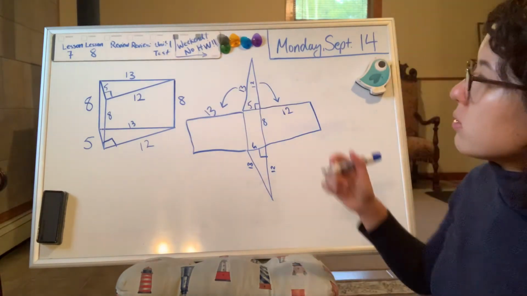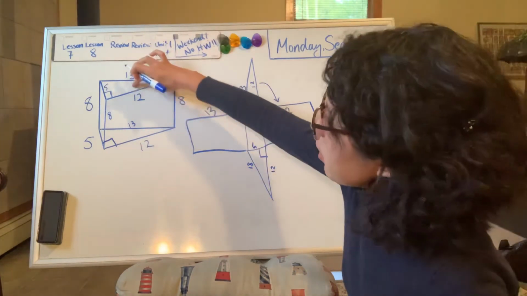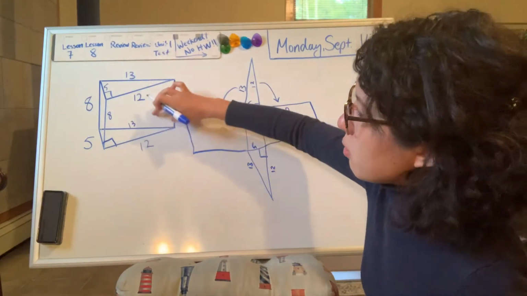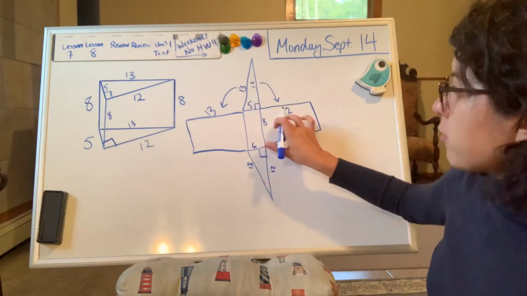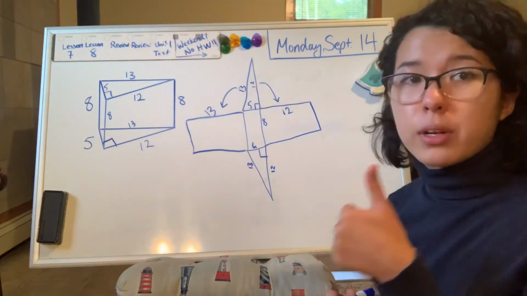Here we go. How many faces does this have? 1, 2, 3, 4, 5. How many shapes does this have? 1, 2, 3, 4, 5. Great. Our first checkpoint is met.